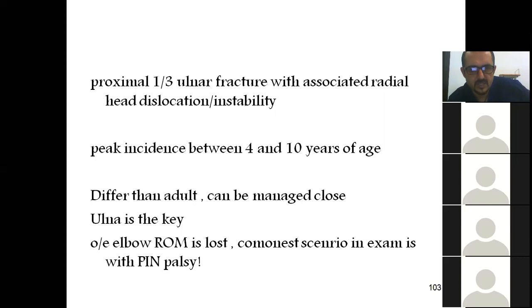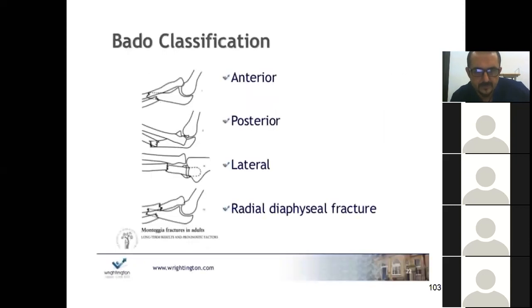Always when you see a patient with an ulna fracture, you should examine the elbow range of motion. A common scenario is that the patient presents with pain and a posterior interosseous nerve injury, and with the associated ulna fracture, you have to identify the Monteggia.